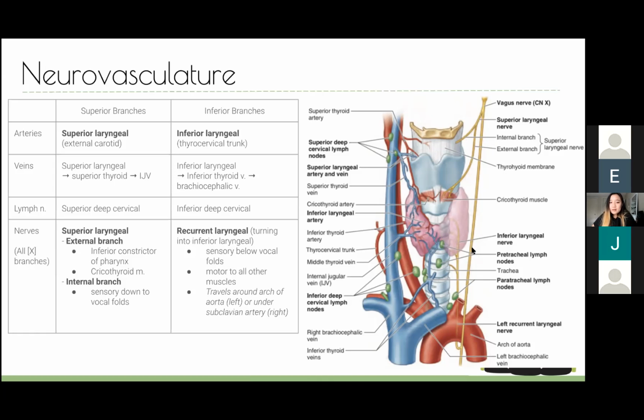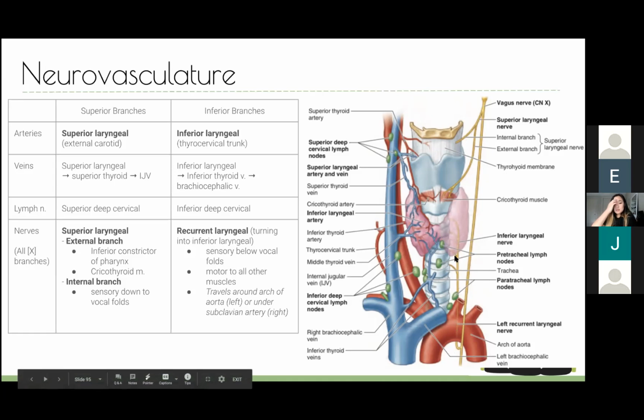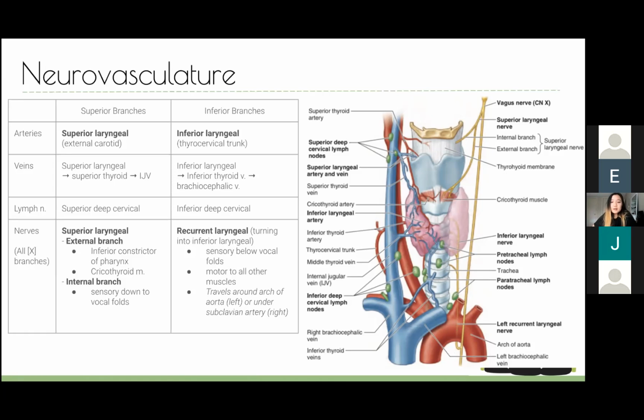The recurrent laryngeal branch goes all the way down, and then it goes up again. And that does sensory below the vocal folds. It does motor to all the other muscles. And so that's basically all of the laryngeal muscles. And you have to notice that it loops around either the arch of the aorta on the left or the subclavian artery on the right.